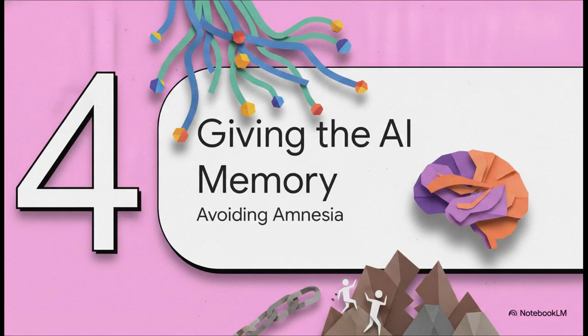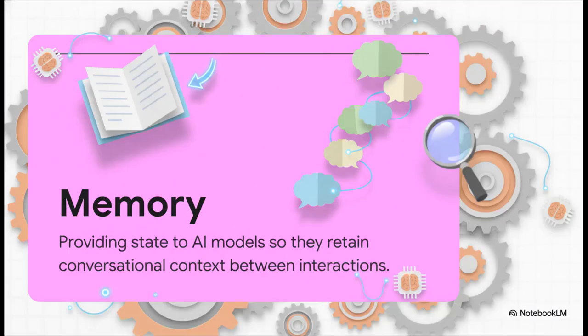All right, Section 4, giving the AI memory, avoiding amnesia. As our data moves down the line, we've got to solve a major flaw in default language models. They completely lack inherent state. They essentially suffer from total amnesia after every single prompt. Think about it. If you ask a question and then ask a follow-up, the default model has absolutely no idea what you just talked about 2 seconds ago.